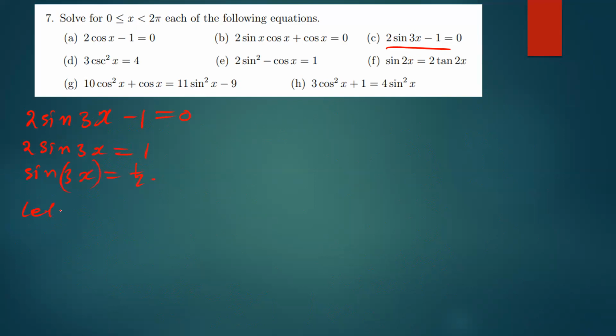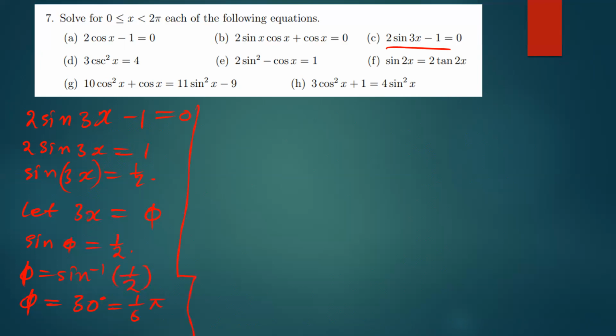Now, how do we deal with that? We quickly say, let 3x be equal to phi. So we're going to have sine phi being equal to 1 over 2. So we find the reference angle. The reference angle will be found by finding the sine inverse of 1 over 2. So phi will therefore be equal to sine inverse of 1 over 2. This is 30 degrees, which can also be written as pi over 6 in radians.